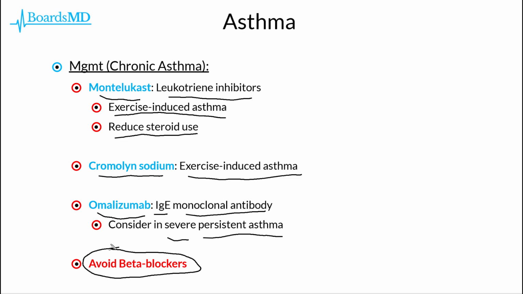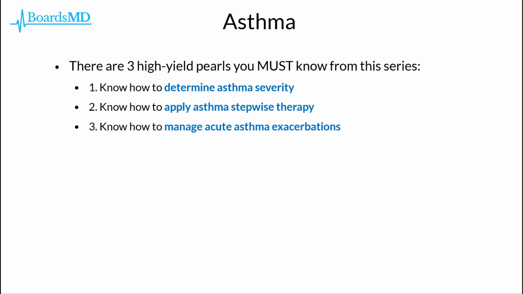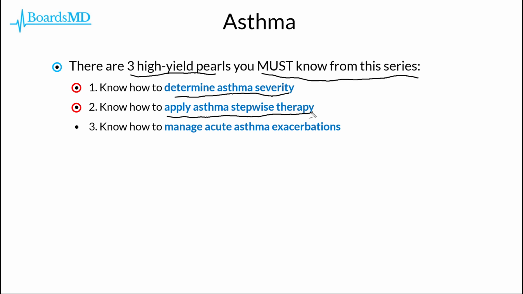Now that we have introduced the key agents that you are most likely to use in the case of our chronic asthma patients, we now must drive home 3 high-yield pearls in terms of the workup and management of asthma that you must take away from this lecture series. The first of these pearls is knowing how to determine asthma severity, which we will go over in the coming slides. You must also know how to apply the asthma stepwise therapy, which we will also review here in detail. And last but not least, you absolutely must know how to manage acute asthma exacerbations, and we will go through all 3 of these high-yield pearls in the coming slides.